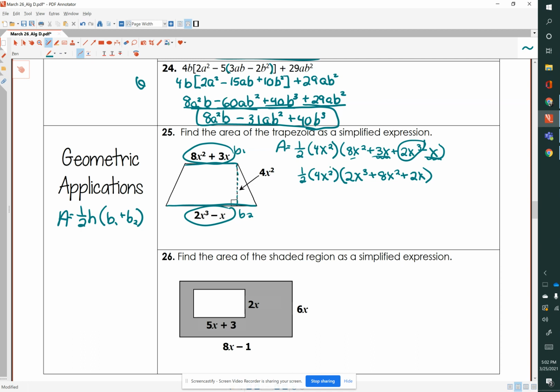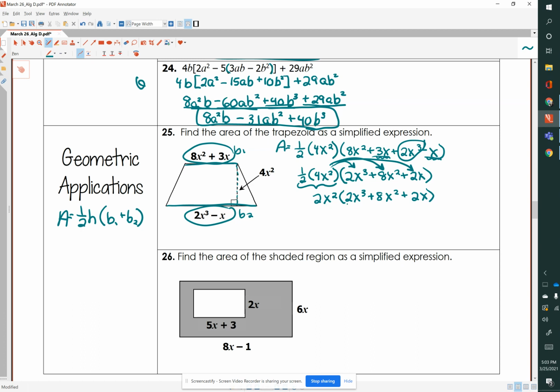Now I can start distributing through these three terms. So 1/2 times 4 is 2x. So let's combine this and make our life easier. 2x squared times, same thing, 2x to the third plus 8x squared plus 2x.